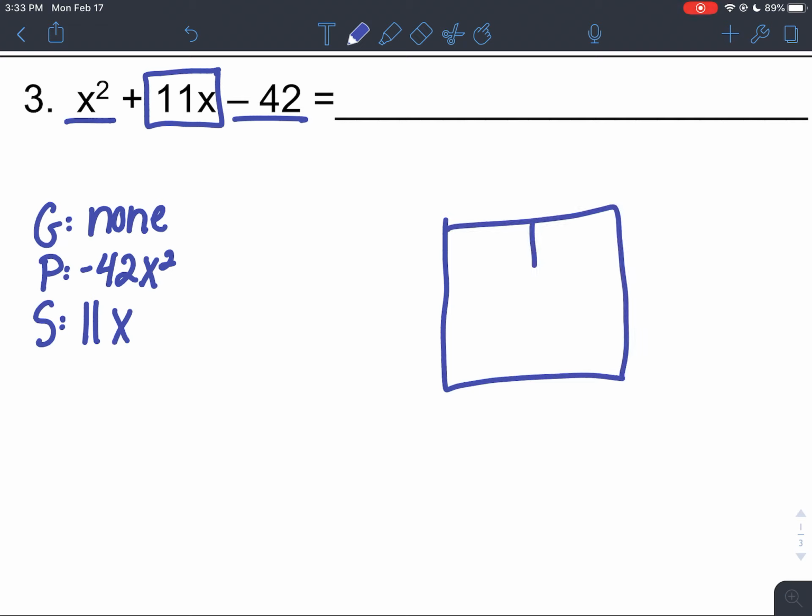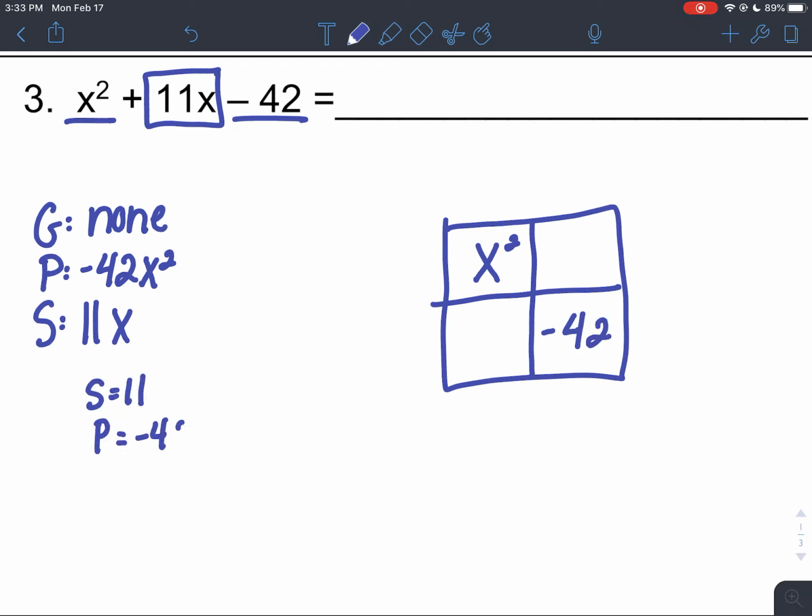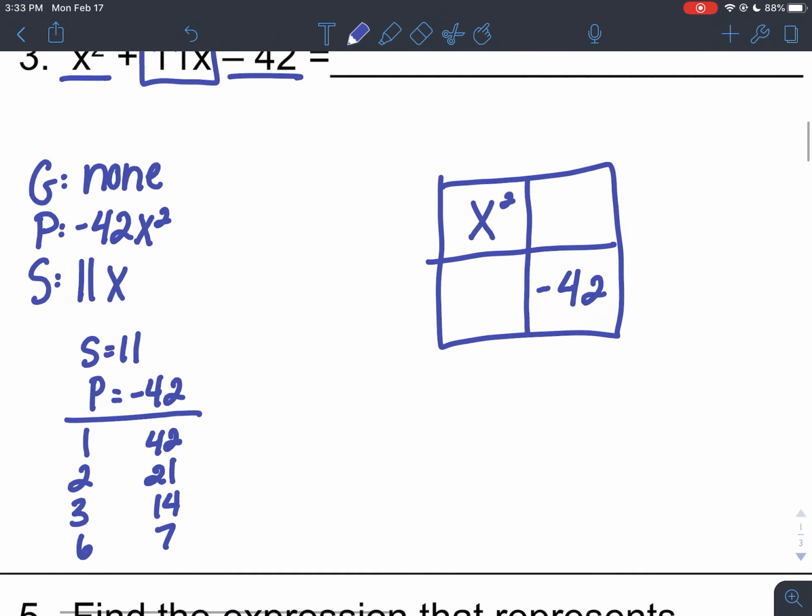Drawing our box, our first term is x squared. Our last term was negative 42. My sum was 11. My product was negative 42. When I multiply numbers to get me to 42, we have 1 and 42, 2 and 21, 3 and 14, and then 6 and 7.